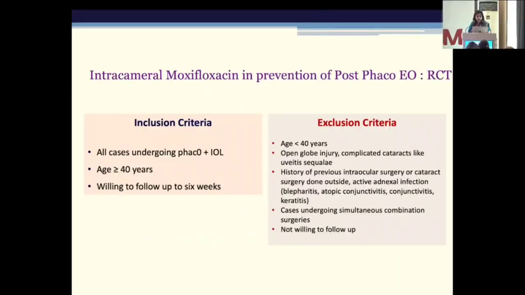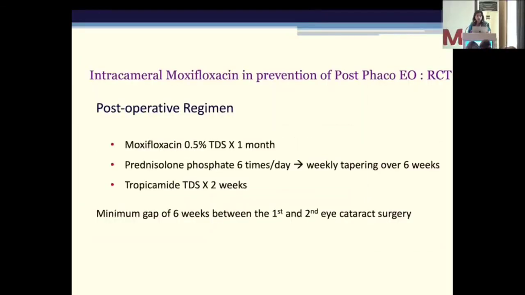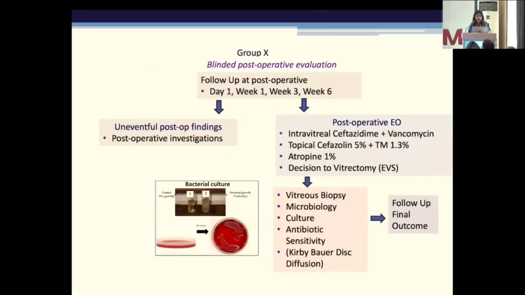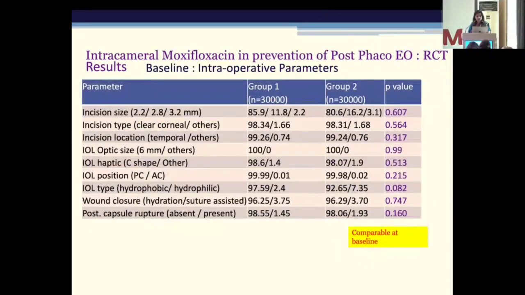And ethical approval was obtained. Phacoemulsification was done and the various parameters were evaluated. In 30,000 eyes, intracameral moxifloxacin was used, and in the other 30,000 eyes, moxifloxacin was not used. Phaco was done alone. The post-op regime remained the same in both groups. Whenever endophthalmitis occurred, standard protocols were followed. In terms of mean age, gender, visual acuity, IOP, endothelial cell density, and central corneal thickness, both the groups were well matched and there was no difference.